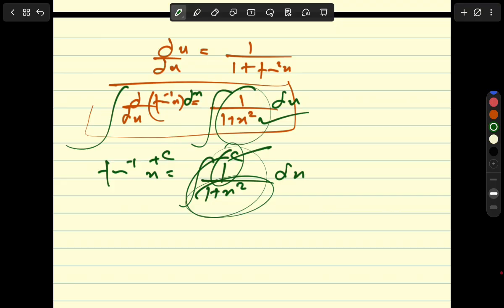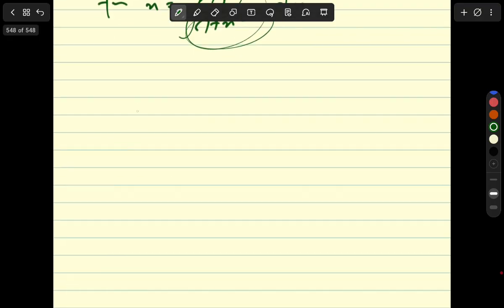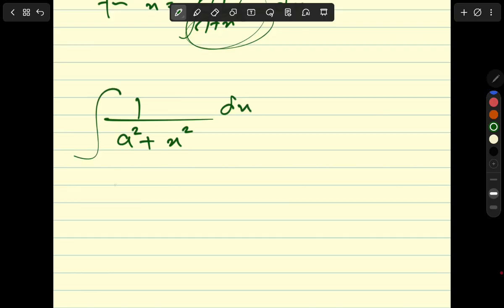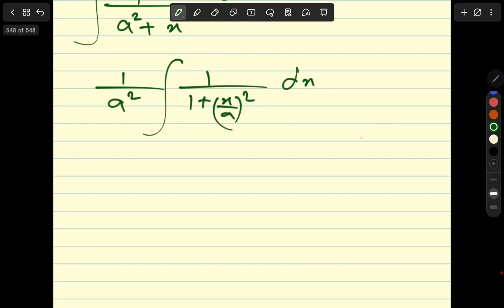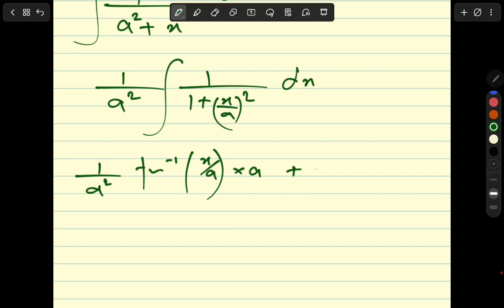Now, a general inverse trigonometric form is, if you have 1 upon a squared plus x squared, dx. You convert it into 1 upon a squared, you take it common, so you get 1 upon 1 plus x upon a whole squared dx, right? So this becomes 1 upon a squared, and now this is going to become tan inverse of x upon a, and you multiply it by a, and then plus c. And why do you multiply it by a? I'm going to show you.